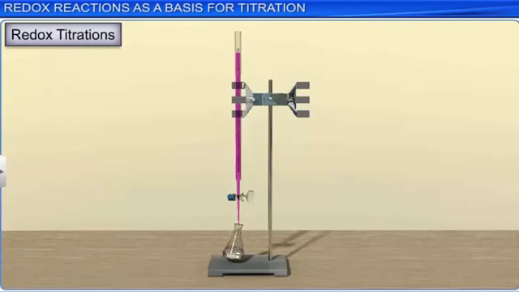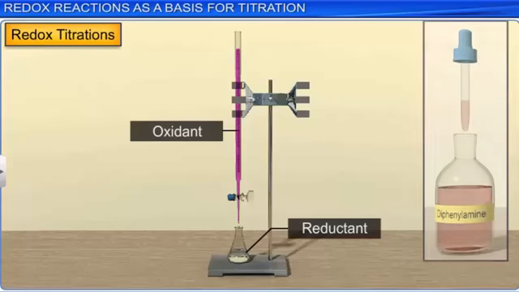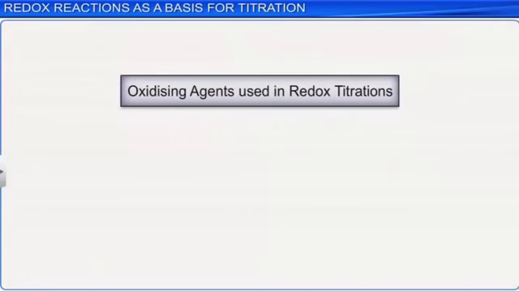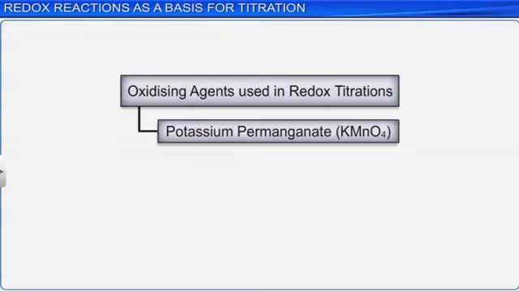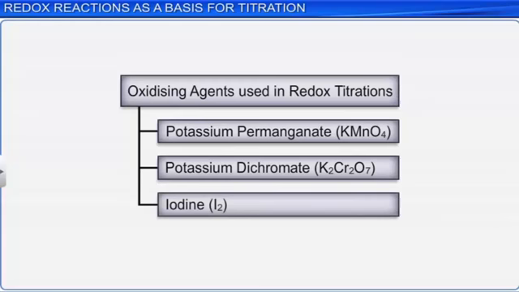Titrations that involve oxidation, reduction reactions are known as redox titrations. Redox titrations are used to determine the strength of a reductant or oxidant by using a redox sensitive indicator. Redox titrations can be performed using oxidizing agents such as potassium permanganate, potassium dichromate, and iodine. Let's look at each of them.